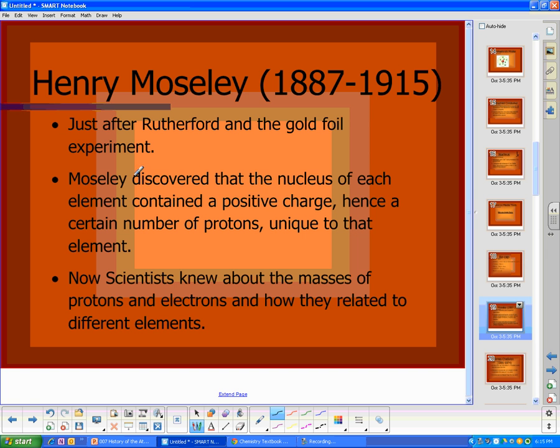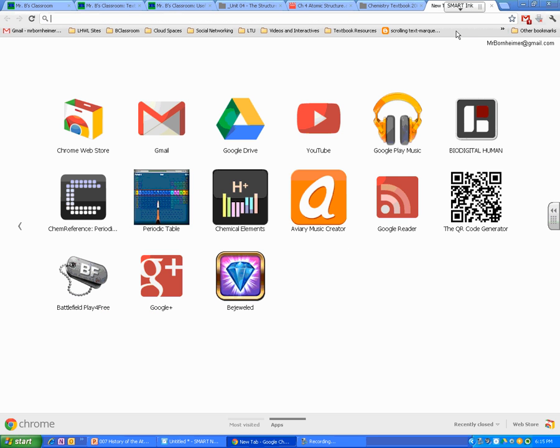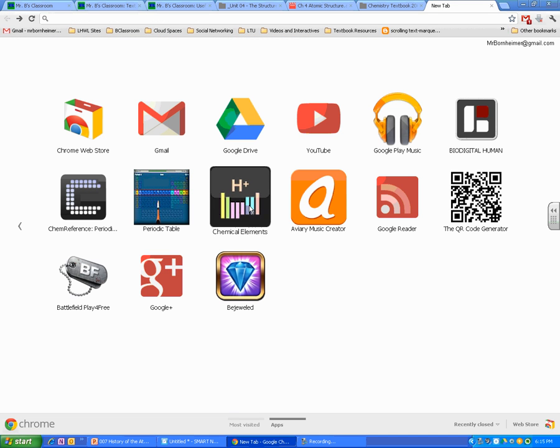Moseley is the one that discovered that the nucleus of each element contained a positive charge, hence a certain number of protons unique to the element. Unique to the element. So now scientists were able to calculate the mass of protons and electrons, and they were able to identify how elements were similar and different. If you were to look at a periodic table, we're going to pull up a periodic table here. Actually, that's not the one I wanted. Let's look at this one.